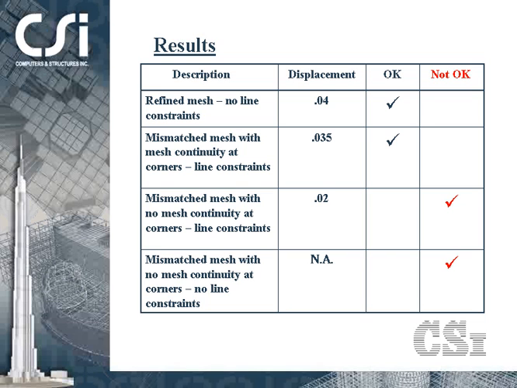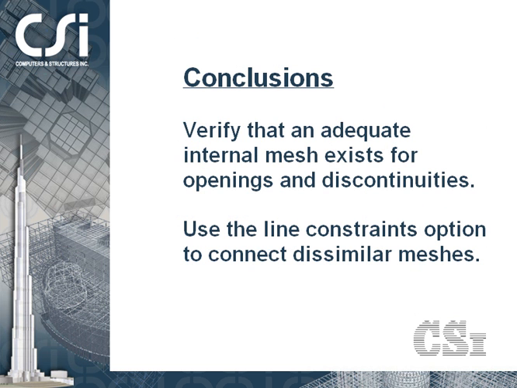Reviewing our results, the first two models give acceptable results, while the last two do not. In conclusion, the line and edge constraints option is a powerful feature for connecting dissimilar meshes in walls, and works well when mesh connectivity is provided at discontinuous corners. However, using line constraints without proper meshing will result in a model with an incorrect stiffness.